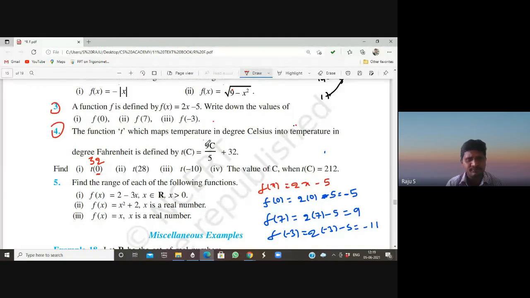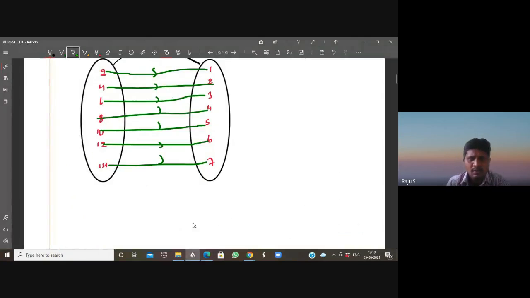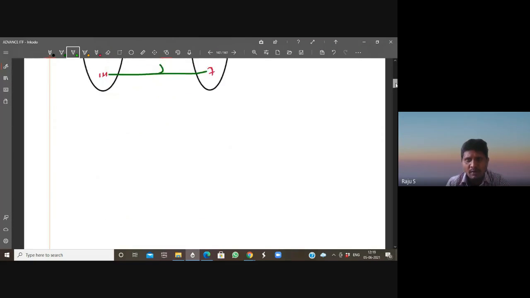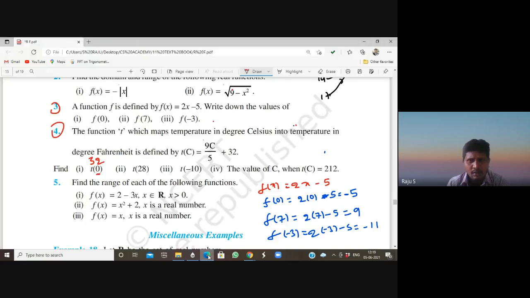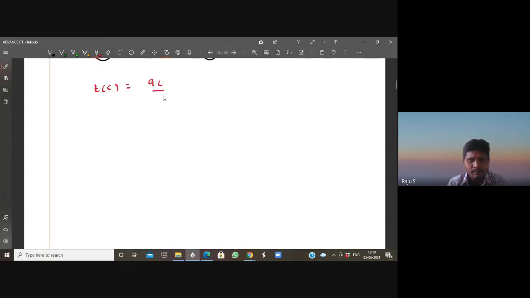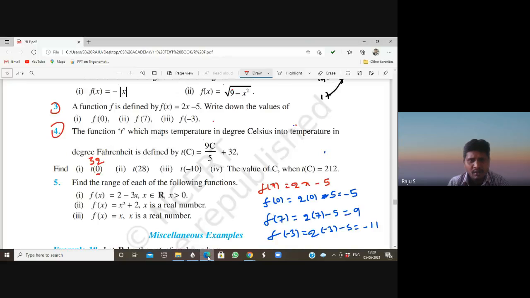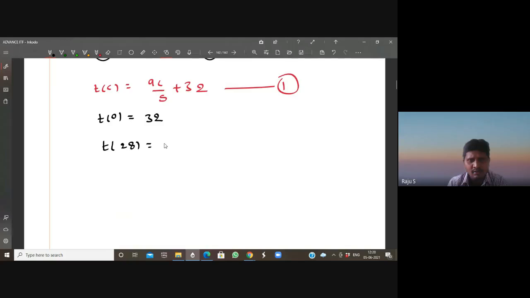Okay. So next one 82.4. Let's see. Here the question is T of C equals 9C by 5 plus 32. The first subdivision is T of 0. 9 into 0 by 5 plus 32 is 32. What is T of 28? Sir, 28. T of 28? Answer is 82.4. Sir, 82.4. Okay, fine.